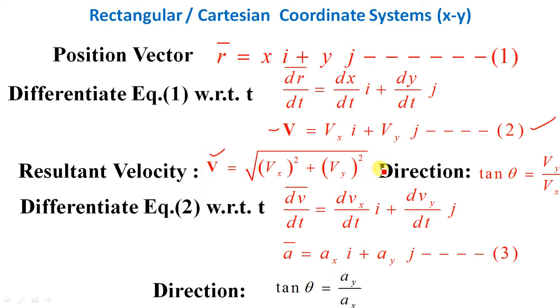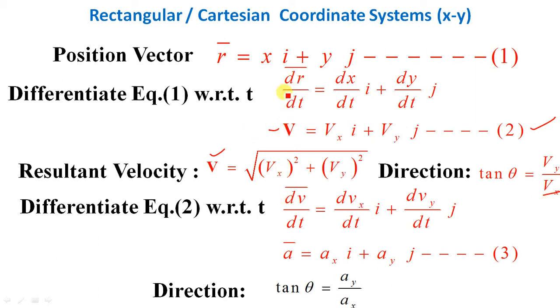Now in order to find the direction with respect to x, we have to use tan theta is equal to vy upon vx. So theta is equal to tan inverse of vy upon vx, which will give you the direction of velocity with respect to x.